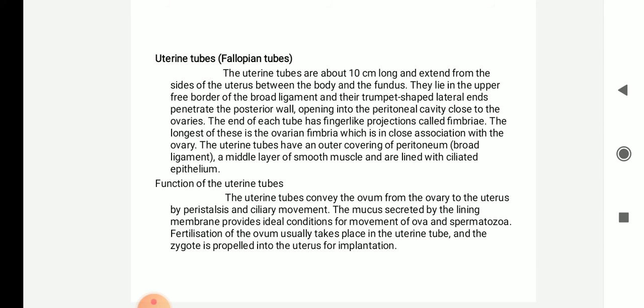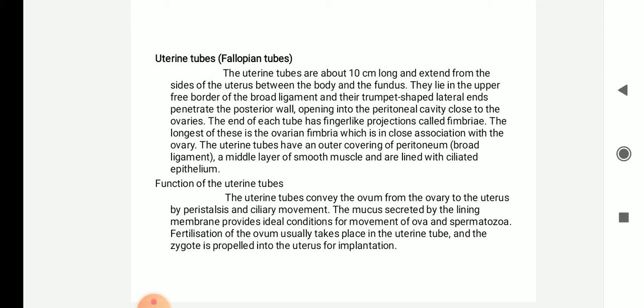Next are the functions of the uterine tubes. The uterine tubes convey the ovum from the ovary to the uterus by peristalsis and ciliary movement. The main function is to receive the ovum from the ovary and pass it to the uterus by a movement called peristalsis and ciliary movement. The mucus secreted by the lining membrane provides ideal conditions for the movement of the ovum and sperm.